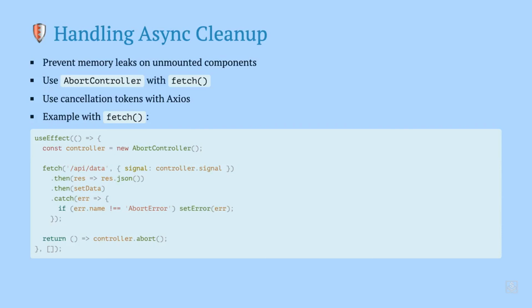With Axios, use cancellation tokens or third-party libraries. This ensures your app doesn't try to update state on unmounted components, which can cause warnings or crashes. Always clean up long-running async operations in useEffect.